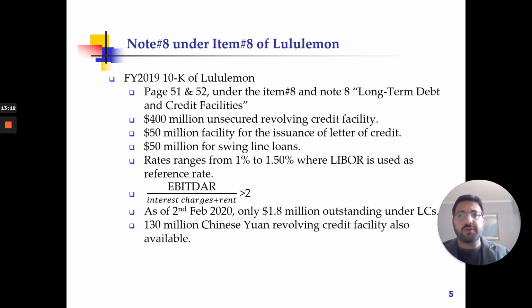And on page number 51 and page number 52, under item number 8, there is note 8. Under item number 8, there are all the financial statements, and below that, at the end, there are usually the notes, which provide you the detail about different line items present on the different financial statements, like the balance sheet, income statement, as well as cash flow statement. So over there, the note number 8 heading is long-term debt and credit facilities. So that was very important.